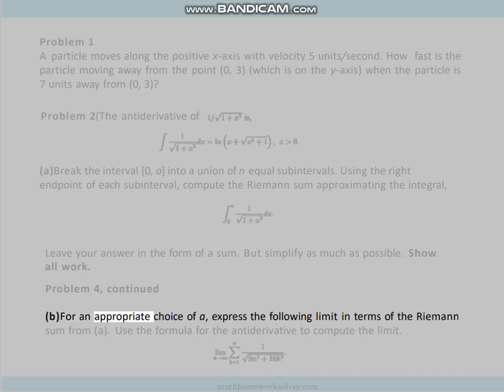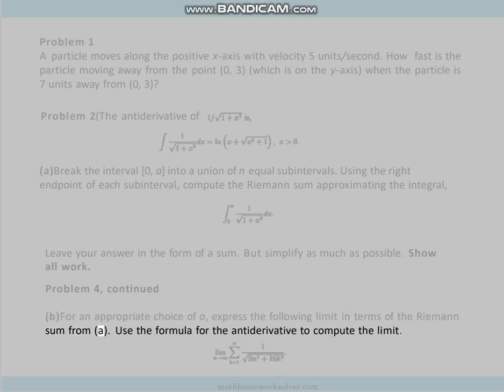Problem 2, continued. B. For an appropriate choice of a, express the following limit in terms of the Riemann sum from A. Use the formula for the antiderivative to compute the limit.